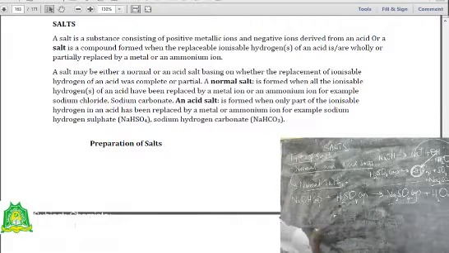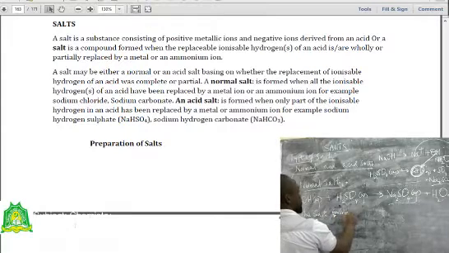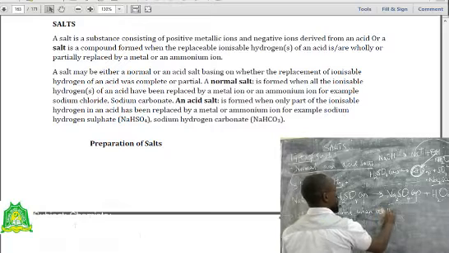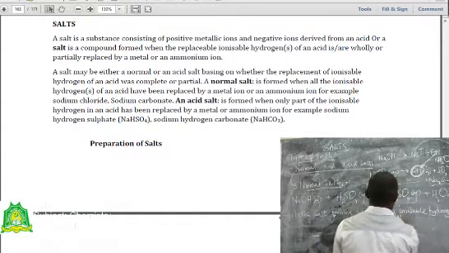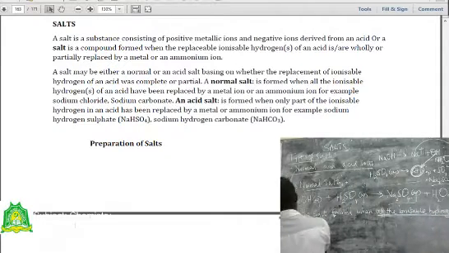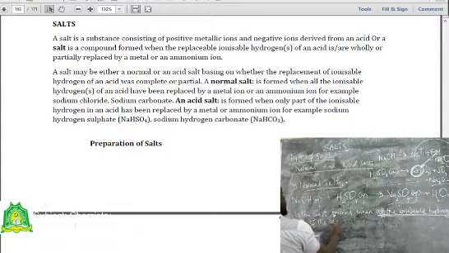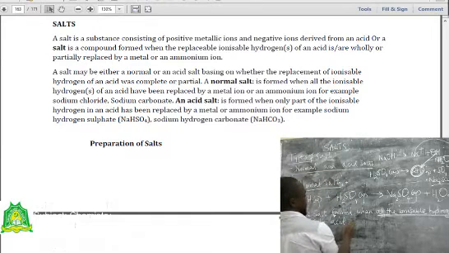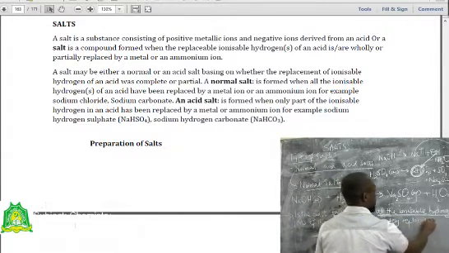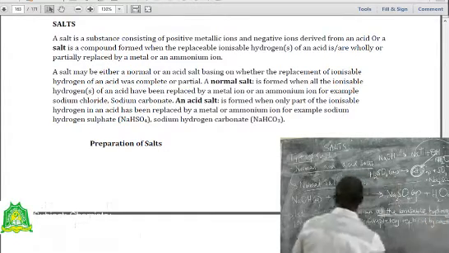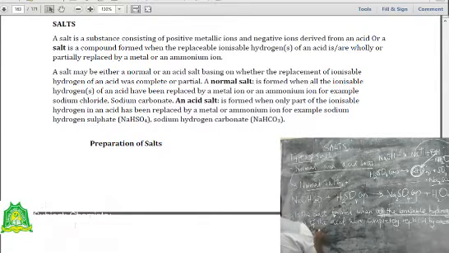So when we define a normal salt, first of all, a salt is formed when all the ionizable hydrogen ions of the acid have been completely replaced by a metallic ion or an ammonium radical.